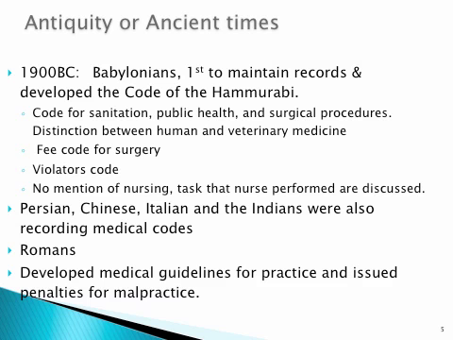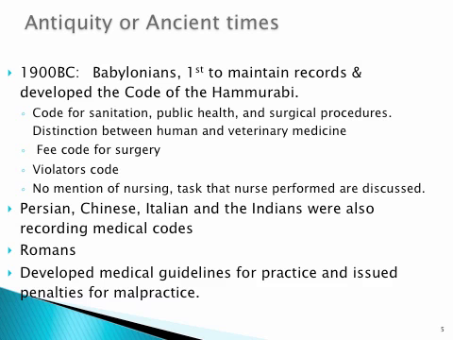The code for sanitation, public health, and surgical procedures are mentioned. They made a distinction between human and veterinary medicine, and they had a fee code for surgery. They also had a violators code. There's no mention of nursing as we know it today. However, the tasks that a nurse performed are discussed.